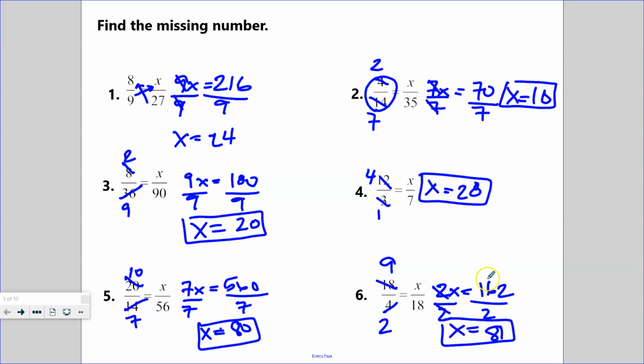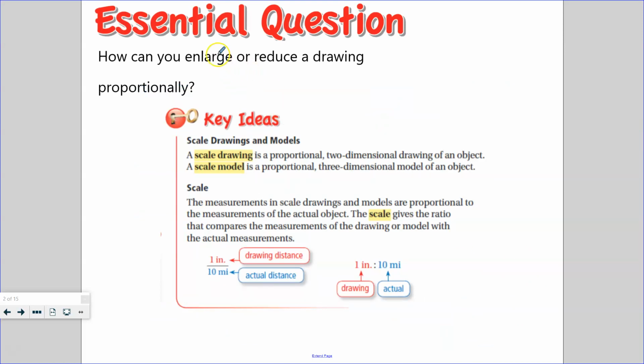All right, moving on. Today we're looking at how you can enlarge or reduce a drawing proportionally. So if you have, say, 1/2, and you're moving it to 1/4 the size, we need to basically divide by half in order to get to 1/4. So we're going to talk about how we do that proportionally today.